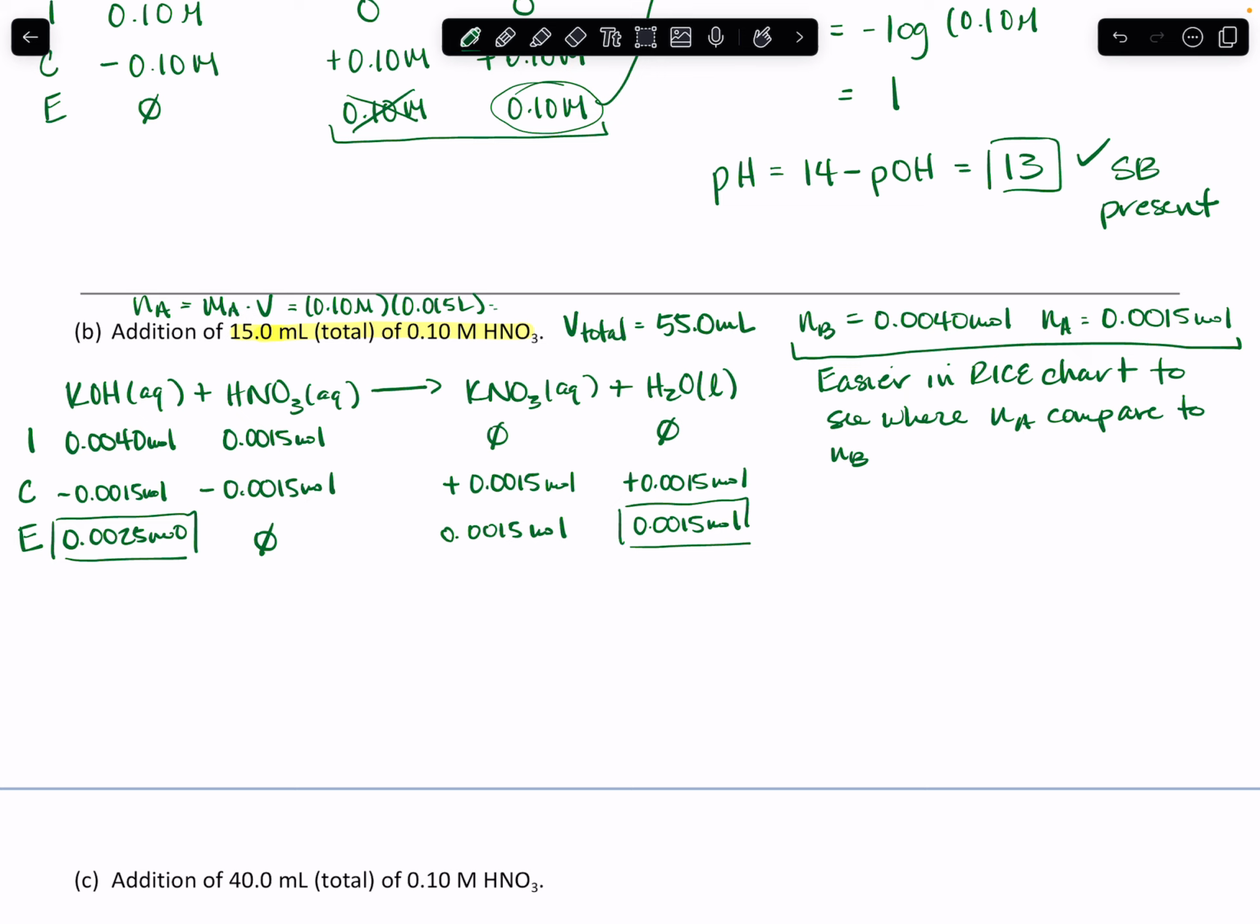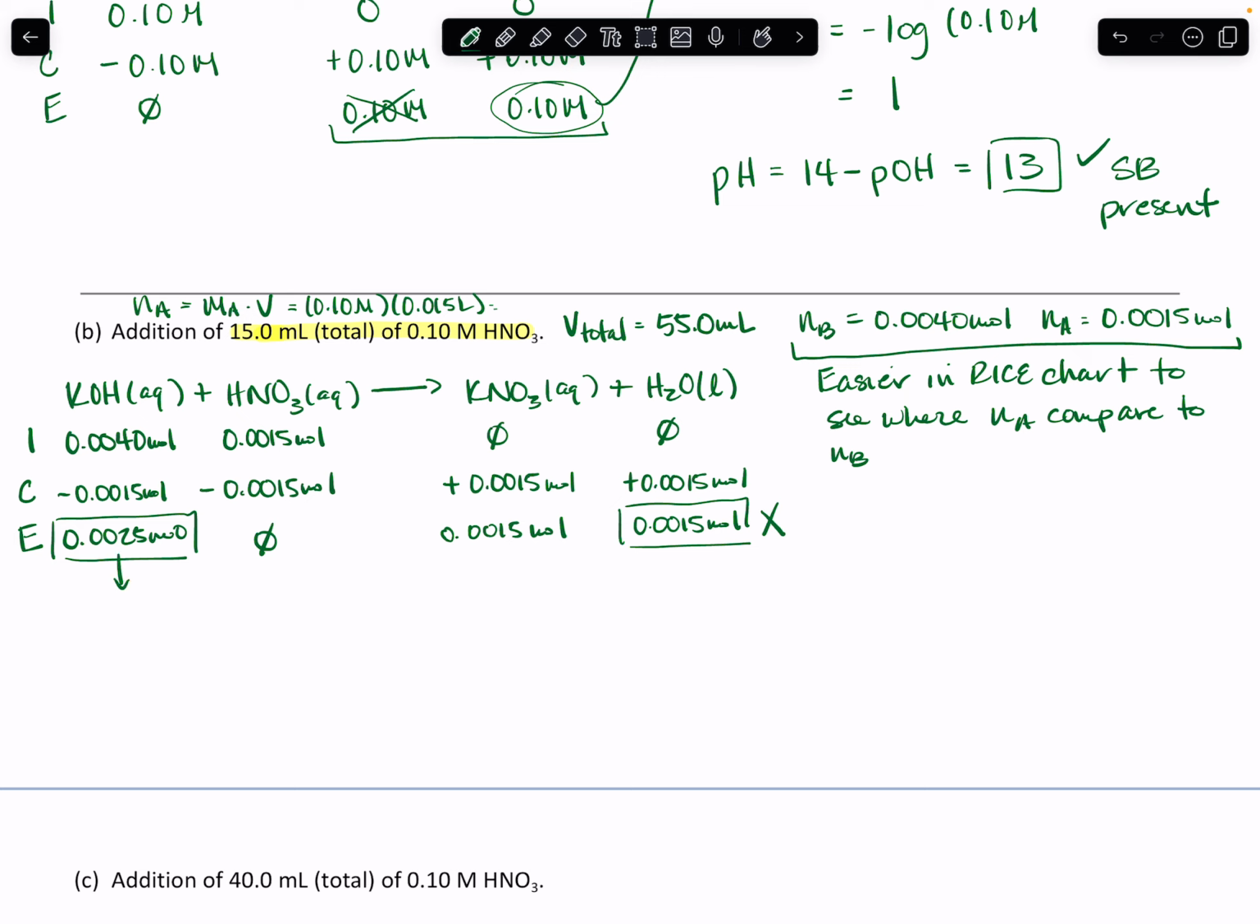That KNO3 is going to split into potassium ions and nitrate ions, both of which would be considered conjugates of strong acids and bases. So they will have no influence on pH. They're way too weak. Of the two that might influence it, the strong base is going to be the most influential, right? So I'm not going to consider the water. Instead, I'm going to look solely at the amount of hydroxide that is present.